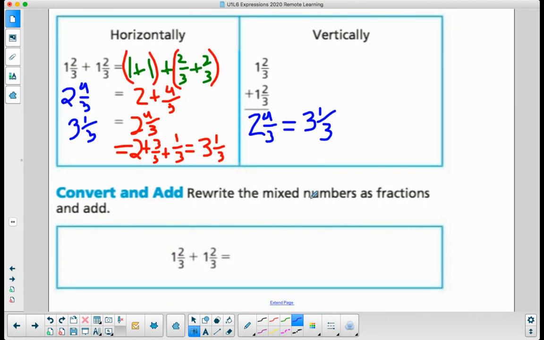Now, there is a third way that can work also, which is to rewrite the mixed numbers as fractions and then add. I can change 1 and 2/3 into a fraction greater than 1. 1 whole is 3/3 plus the other 2/3, which means 1 and 2/3 is 3/3 plus 2/3, or 5/3.